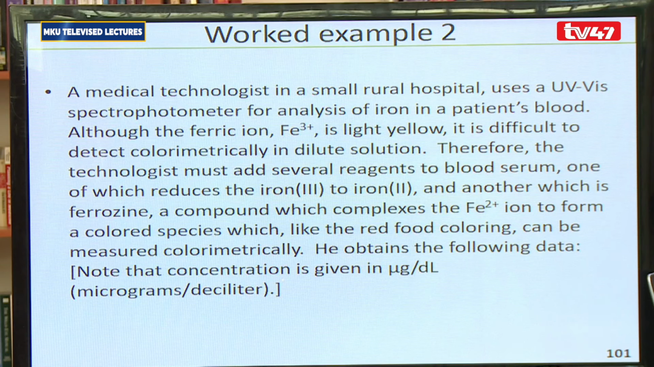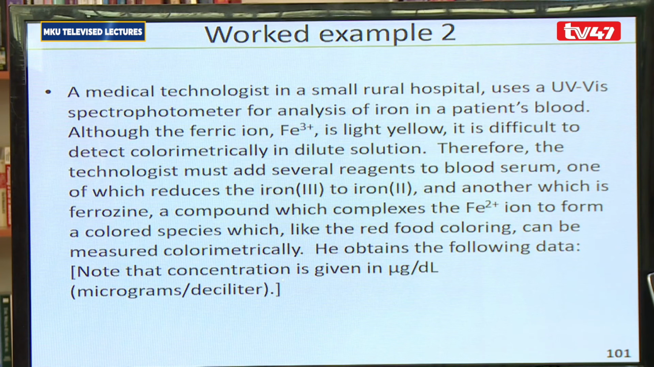Now we also have a second example that is also worked for us. In this case, a medical technologist in a hospital is using ultraviolet visible spectroscopy to determine iron in a patient's blood. And of course, it is difficult to determine iron colorimetrically, so you complex it with another reagent. And when this is done, he obtains the following data.